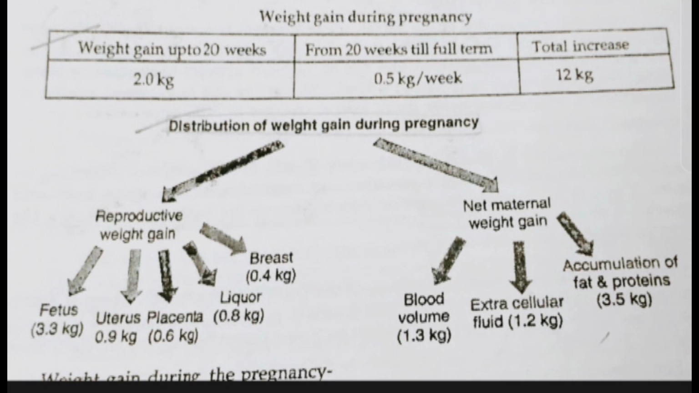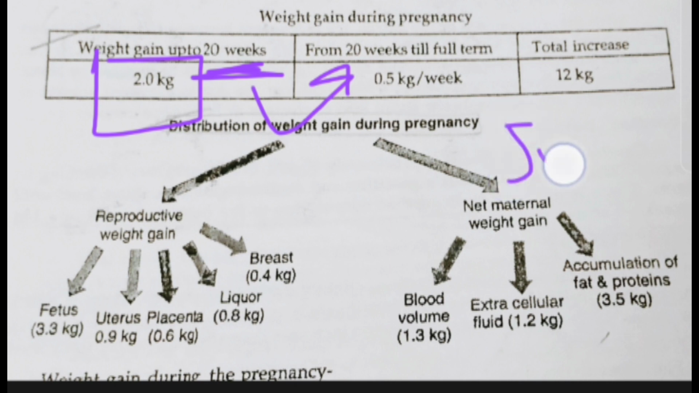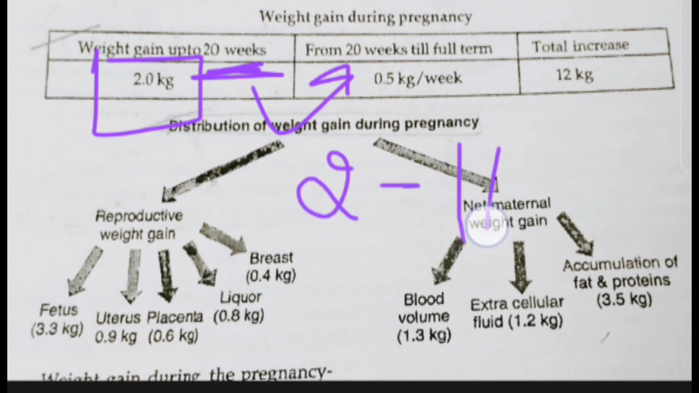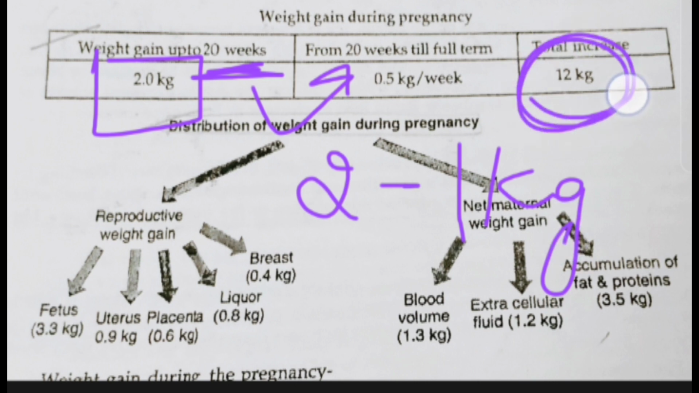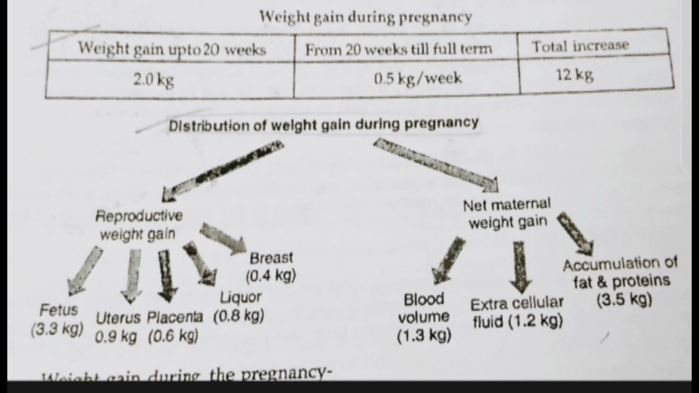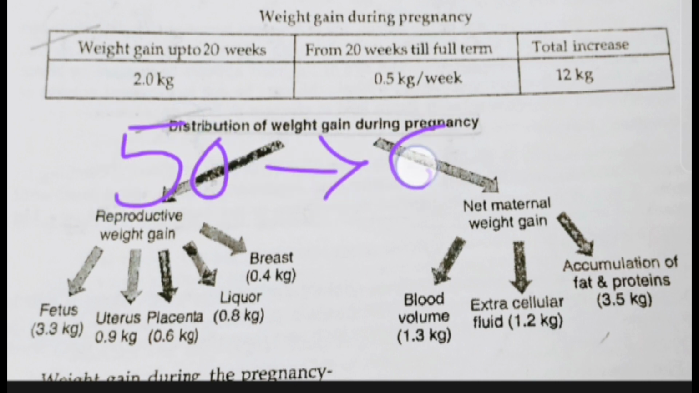Weight gained during pregnancy. Until 20 weeks, women will gain only 2 kgs. But after 20 weeks, women will start gaining 500 grams per week. In short, per 2 weeks, she will gain 1 kg. At the end of the pregnancy, she will have gained 12 kgs. For example, if the woman is 50 kgs, by the end of the pregnancy, she will be 62 kgs.